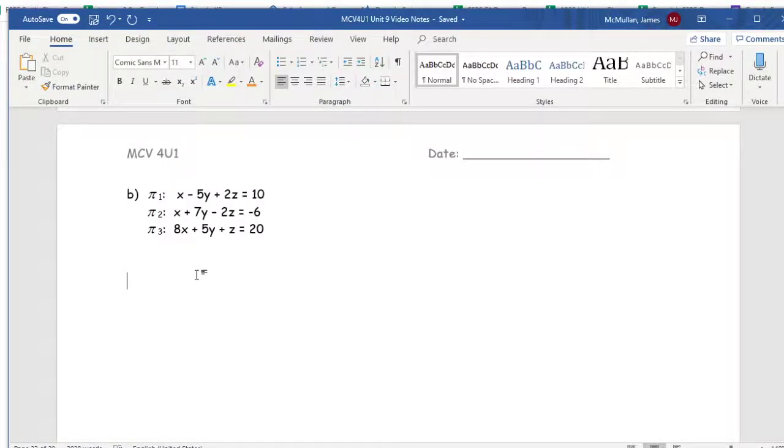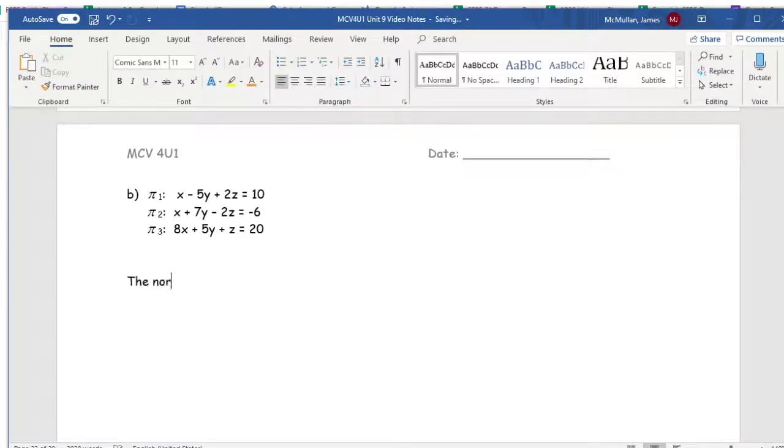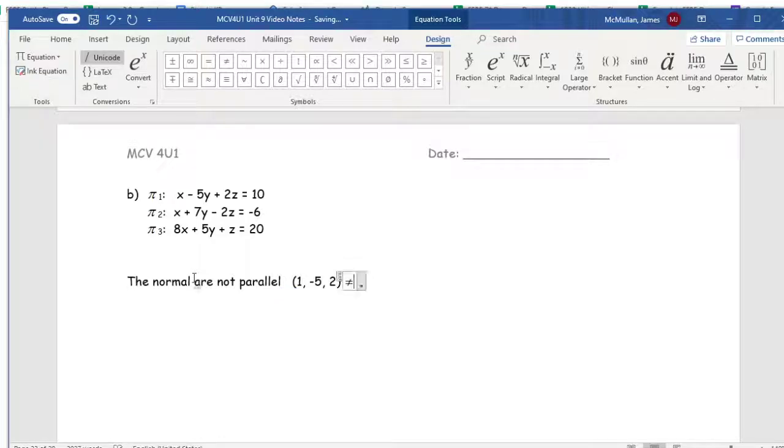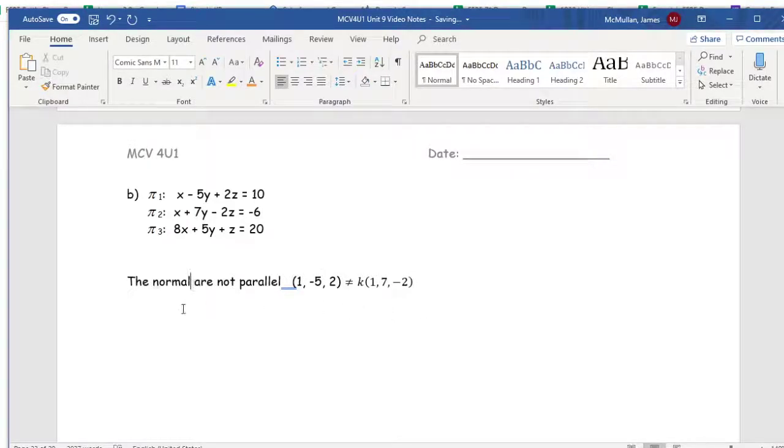Let's just write down what I know. Okay, so let's start. The normals are not parallel. And you can easily see that (1, -5, 2) is not equal to k times (1, 7, -2). There's just no way, they both have a 1. So how do you make the 5 into a 7 without changing the 1? You can't do it. So their normals are not parallel.